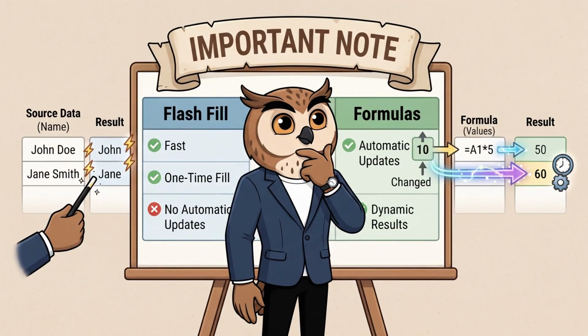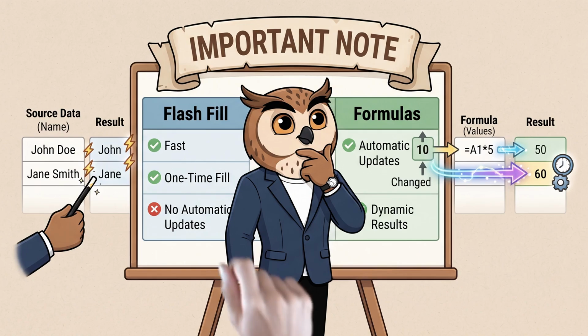Although Flash fill is powerful, it has one important limitation. It does not update automatically if your original data changes later. Flash fill simply creates completed values based on the current pattern. If you need results that update automatically whenever the source data changes, you should use Excel formulas instead. Flash fill is ideal for quick data cleanup, but formulas are better for dynamic automation.